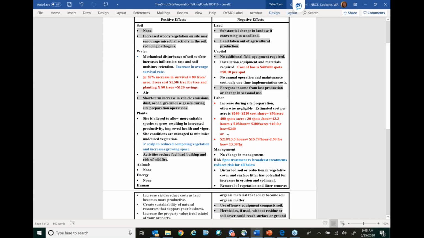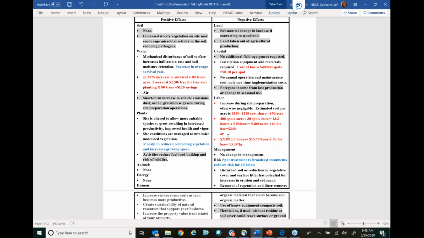$210 is your cost share. It's going to take you 13.3 hours, more or less, maybe less if you can go faster. That's about $15 an hour you're getting paid to do this work. And you add the $2.50 for the 30 spots that you do per hour for the cost of the hoe. That's $13.39 an hour that you're putting in your pocket.